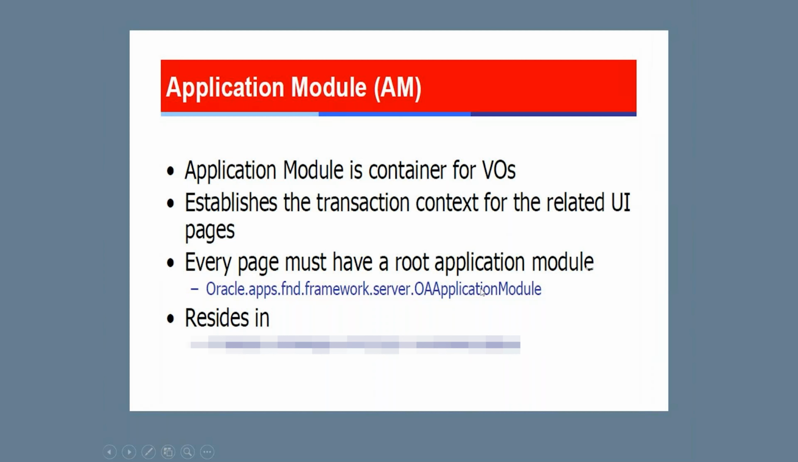And the parent application module name is Oracle OA application module. You will be frequently using this. Just remember this name, OA application module. It resides within the path oracle.apps.fnd.framework.server. No need to remember that much. If you remember, fine. If not, also fine.